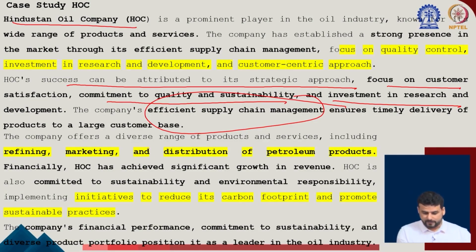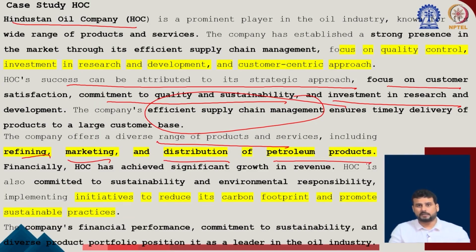They provide a diverse range of products and services, including refining, marketing, and distribution of petroleum products, and the revenue is also growing significantly. They also ensure sustainability measures, promoting how they can reduce the carbon footprint. Petroleum products usually have a high carbon footprint when used, but they still come up with countermeasures on how and where they can reduce it.